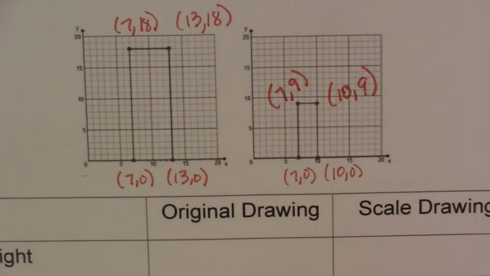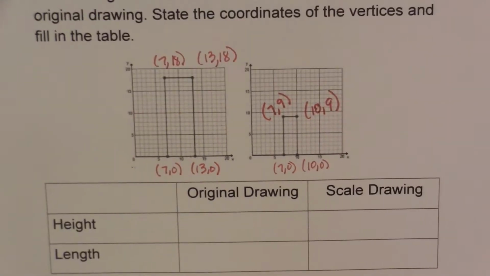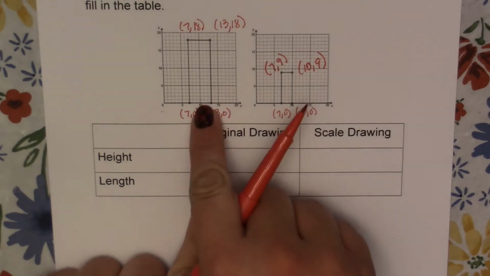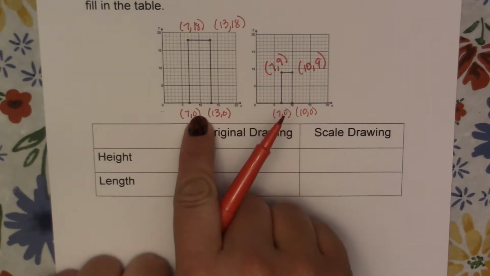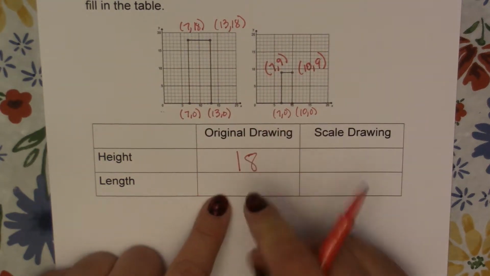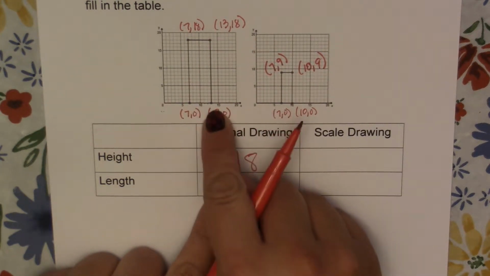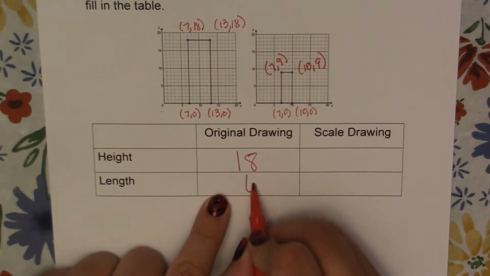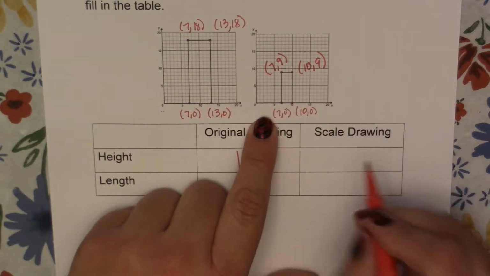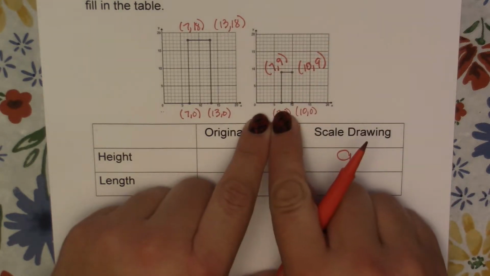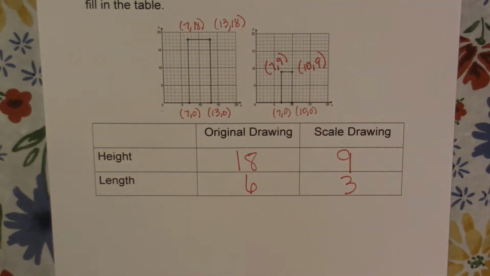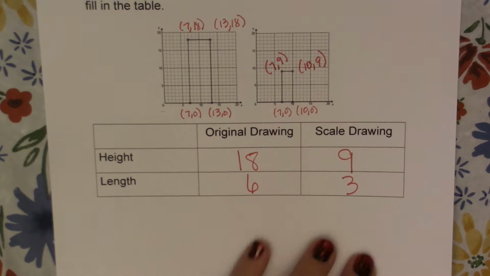All right, so I'm going to zoom out so we can fill in our table. We're talking about the height of this original drawing. So if I know I'm at 0 and I go up to 18, that has a height of 18. And then a length, so from 7 to 13, that would be 6. In my scale drawing, I'm at 0 and I go up to 9. And I'm at 7 and I go over to 10, so it'd be a distance of 3. All right, now we're going to use this information to answer some questions.